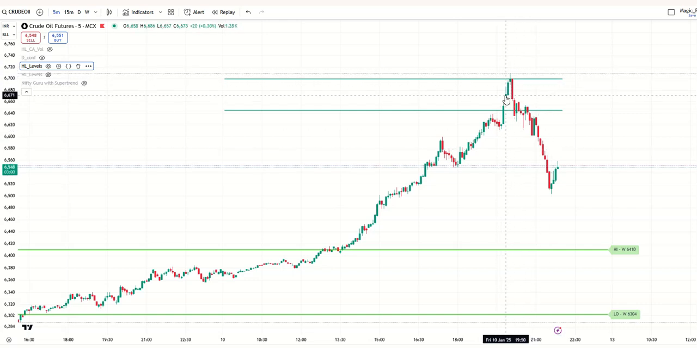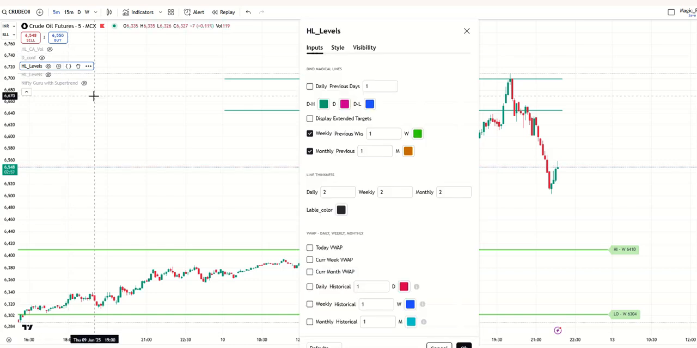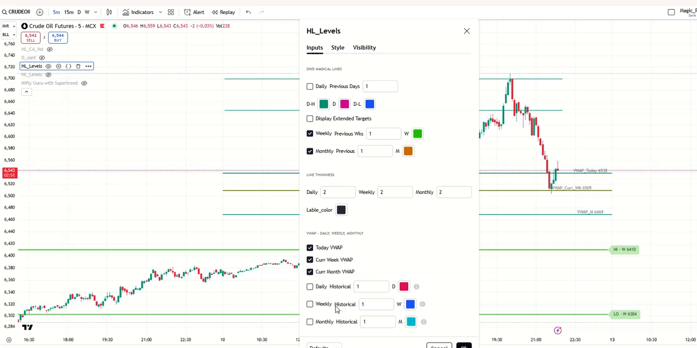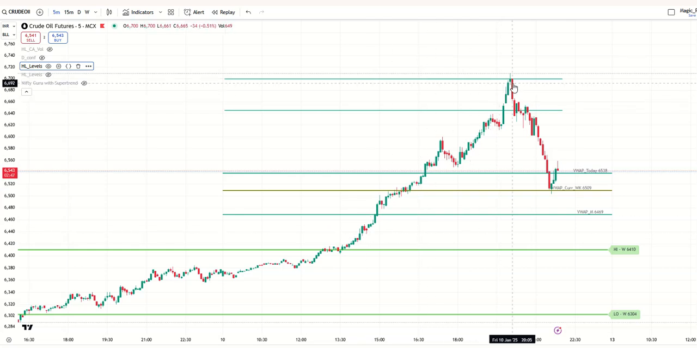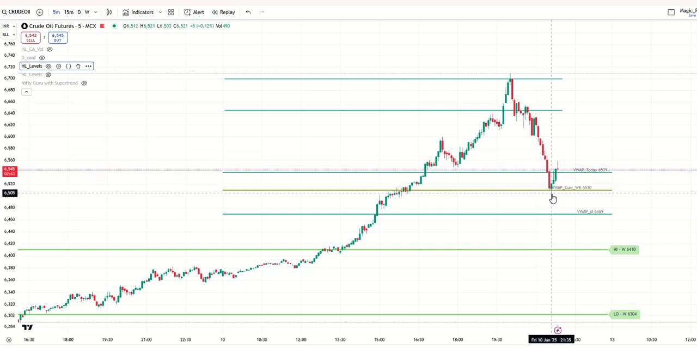That's okay. But here, if you enable the VWAPs, I'll enable probably only these, you see what is happening here exactly. When you see a reversal here, it takes support from the weekly VWAP. This is monthly, weekly, and daily. It exactly takes support from the current week VWAP.